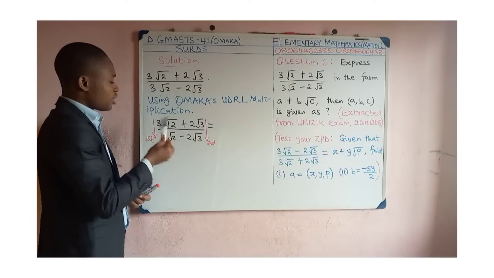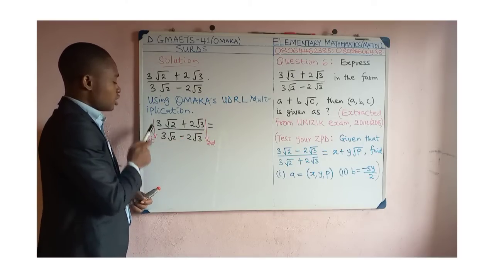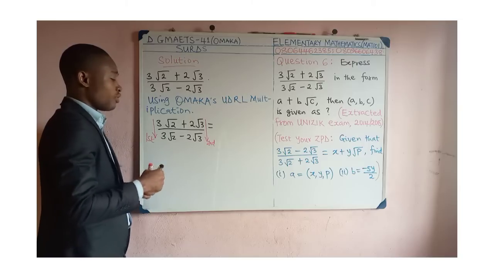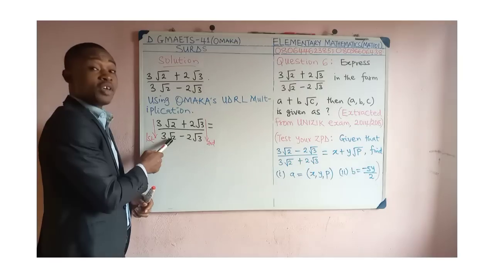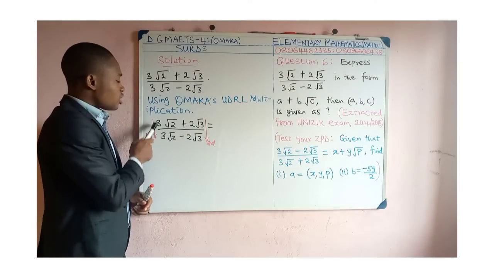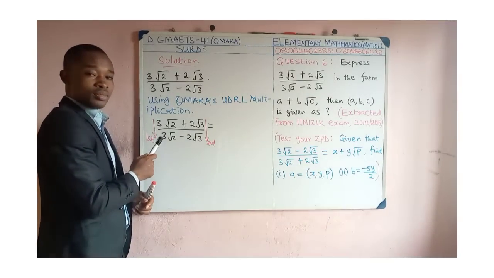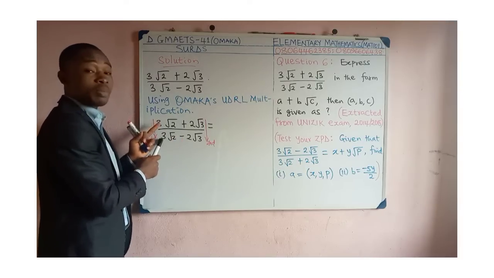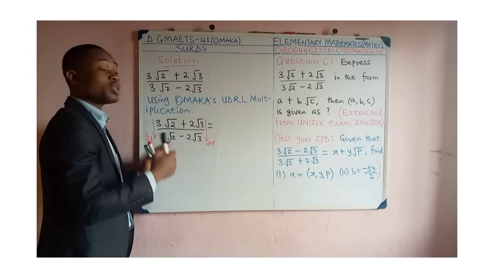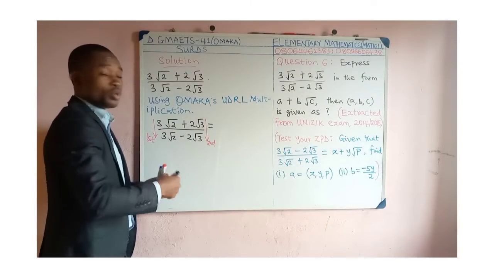We're going to have 3 root 2 times 3 root 2. This is the same as 3 times 3, which is going to give you 9. Then root 2 times root 2 will give you 2. So this will become 9 times 2. That's the result of 3 root 2 times 3 root 2. First, this 3 will multiply to give you 9. Root 2 will multiply to give you 2. 9 times 2 will be equal to 18.